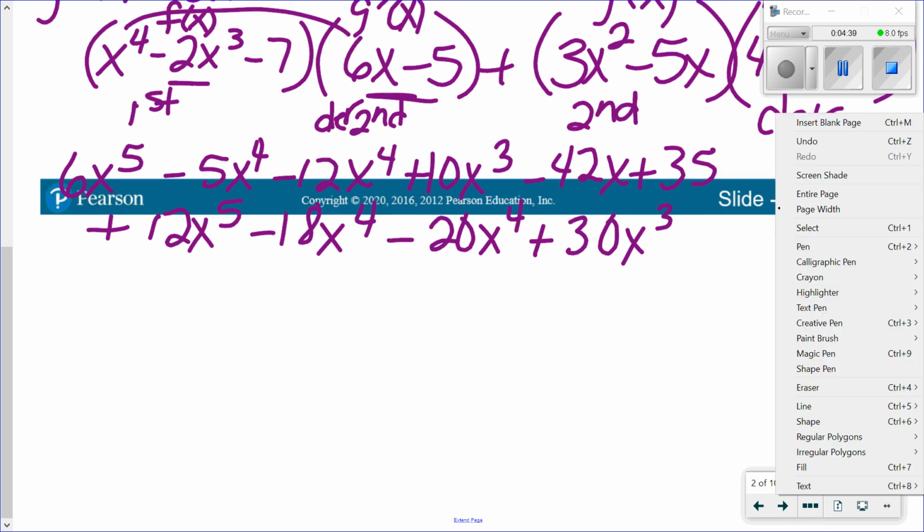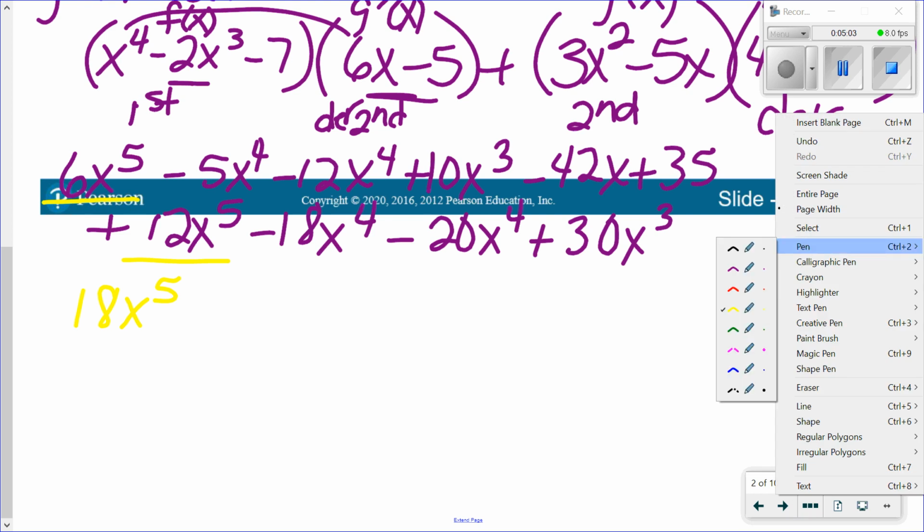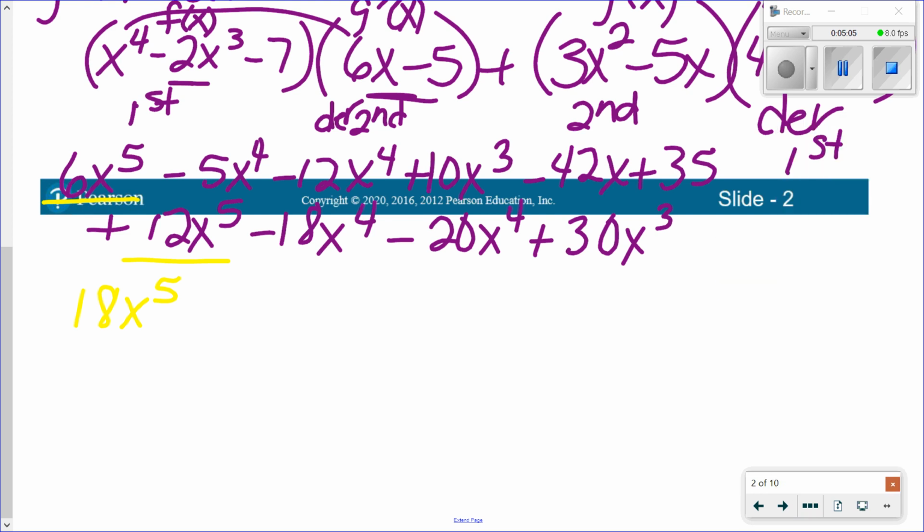Okay, now at this point we have to combine like terms. So I suggest that you get some kind of colored pens or highlighters or something. So I'm going to underline things in different colors, the things that match. So we have 6x to the fifth and 12x to the fifth. So that will be 18x to the fifth. Red, we'll do the x to the fourth terms.